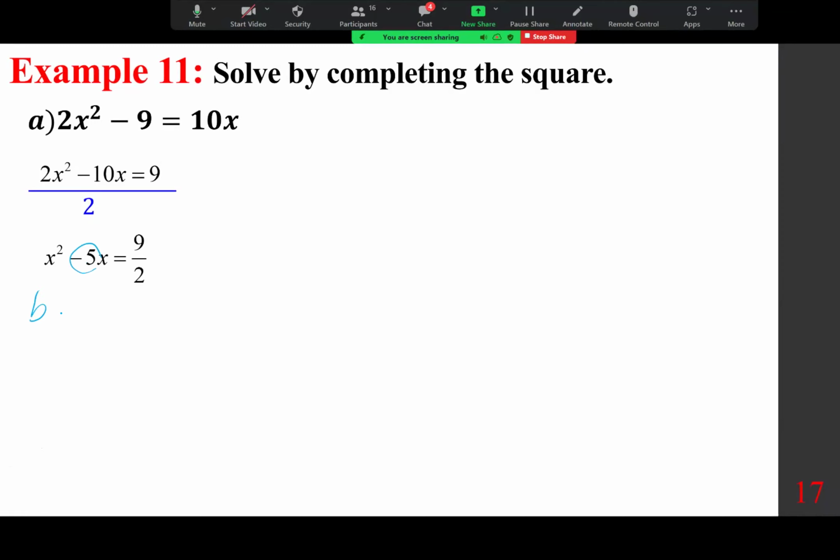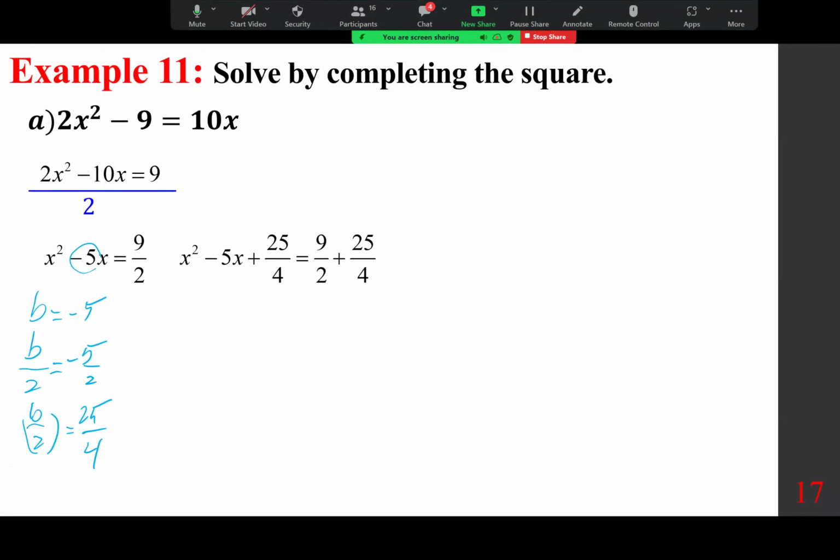So b is negative 5. Divided by 2 is negative 5 halves. And square it, you get 25 over 4. We're going to add 25 over 4 to both sides. This is what we've added.